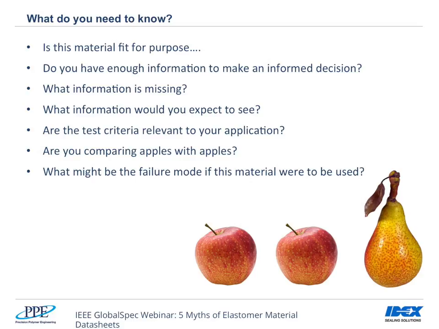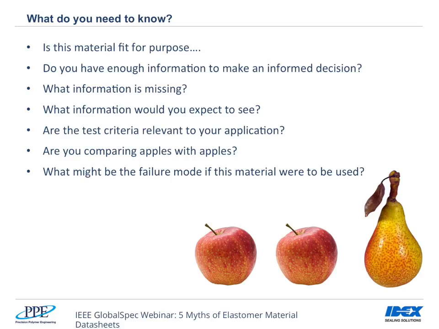Are the test criteria relevant to your application? Are you comparing apples with apples? As mentioned before, if you have an FFKM and one is tested 72 hours at 200 degrees C versus another that's 24 hours at 200 degrees C, you have two different tests, therefore two results, and you're comparing apples with pears. What might be the failure mode of this material if it were to be used?